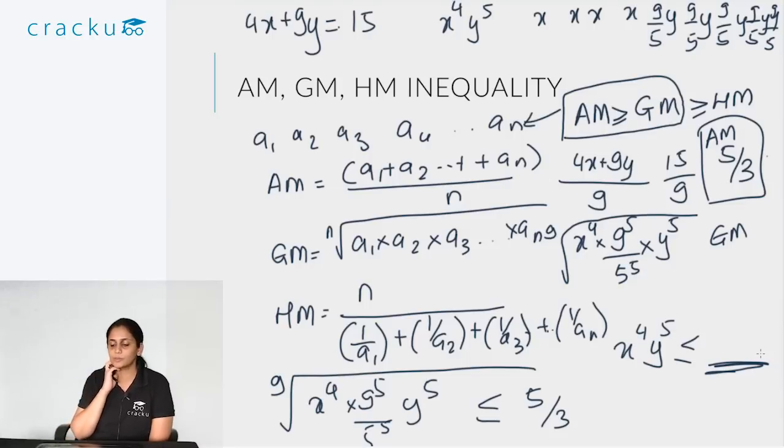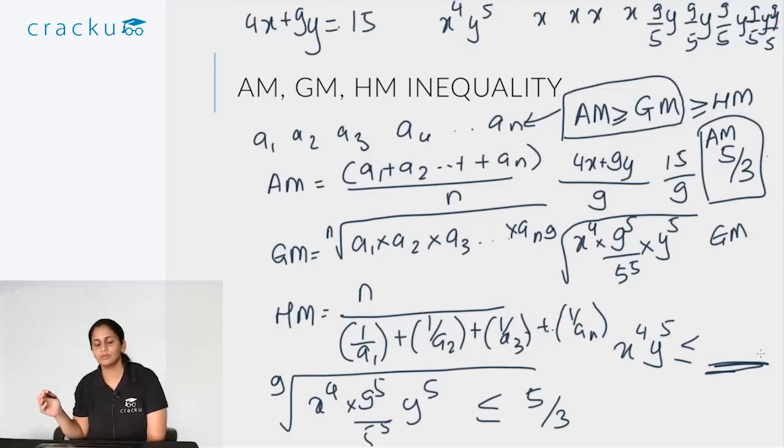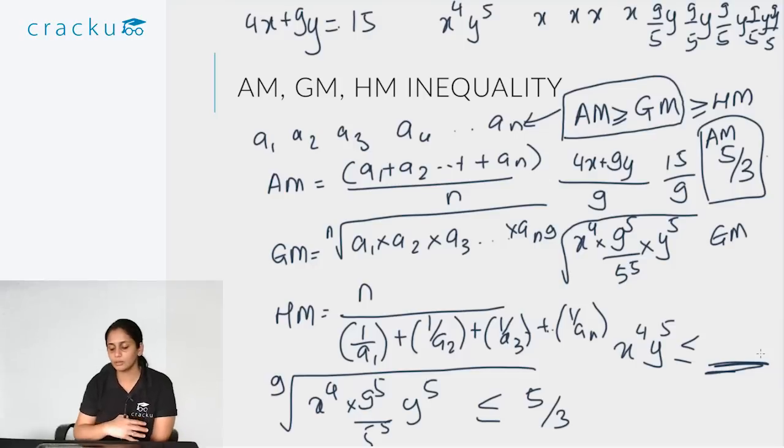Whenever you are given the sum of values and you have to find the max value for the product of values, or you are given the product of values and you have to find the minimum value for a sum of values, you use the AM-GM property to find the max or the min value. So in this case I would find the max value for x raised to 4 into y raised to 5 using this particular inequality.